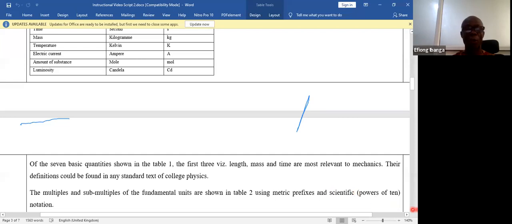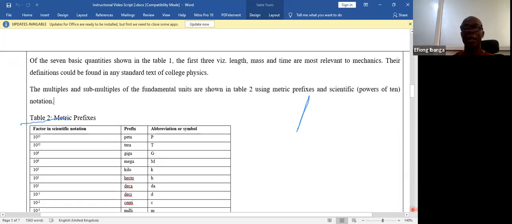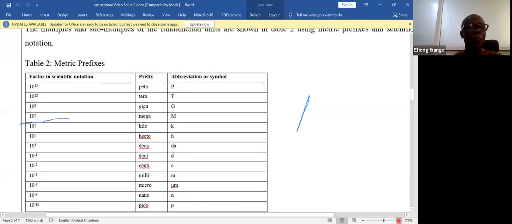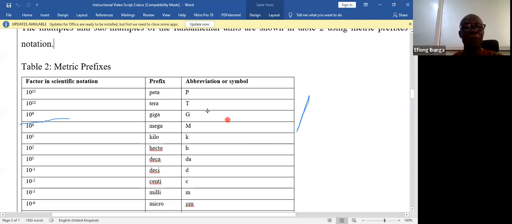Now, we can also talk about the multiples and submultiples of the fundamental quantities or units, if you like. Look at them here. So we have Peta, 10 raised to the power 15. Let me increase this. Tera, 10 raised to the power 12. Giga, raised to the power 9. Mega, raised to the power 6. Kilo, raised to the power 3. Hecto, raised to the power 2. Deca, raised to the power 1. Now, deci, raised to the power minus 1. Centi, raised to the power minus 2 of a meter.